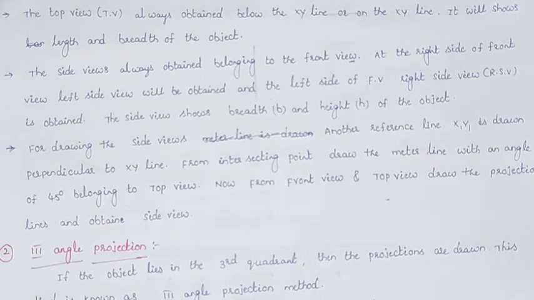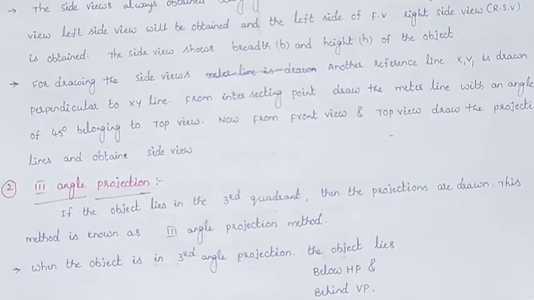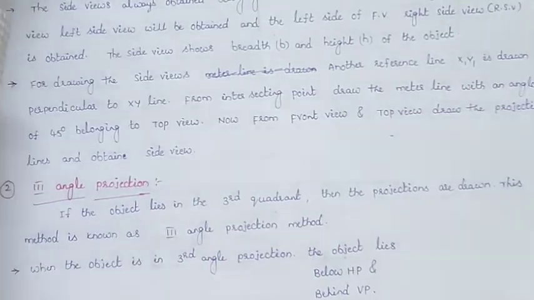Coming to the other one, the third angle projection. Third angle projection means the object lies in the third quadrant, which I already explained. Here the horizontal plane is like that and the vertical plane is like that. So this is the symbol.